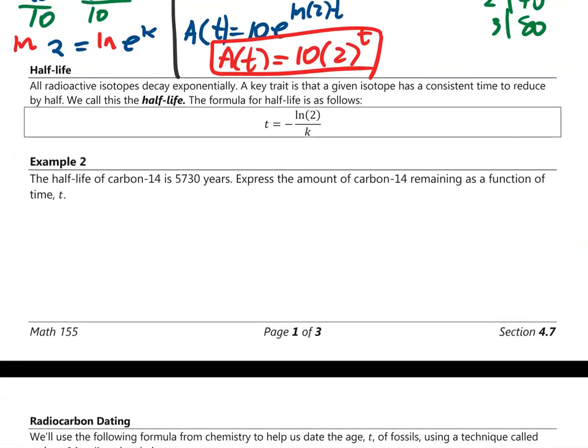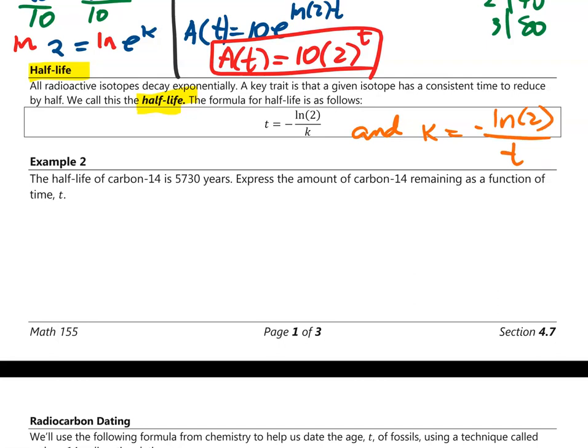Okay, next one, half-life. All radioactive isotopes decay exponentially. A key trait is that a given isotope has a consistent time to reduce by half. We call this half-life. The formula for half-life is as follows: T equals ln of 2 over k, or also we can rewrite this as k is equal to negative ln of 2 over T.